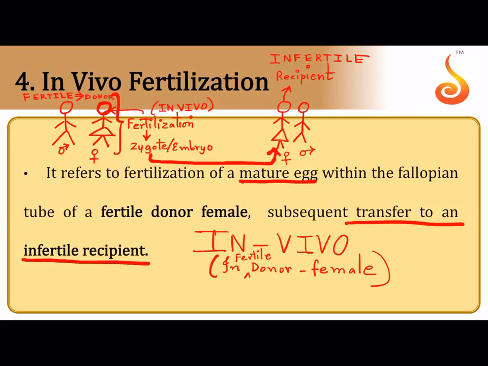But she doesn't want to be the mother. She can donate her embryo to an infertile female recipient. Isn't it? So this is referred to as in vivo fertilization. It happens in living conditions. Please remember, in vivo means in living, not in laboratory conditions, in living conditions. So this is the fourth assisted reproductive technology from fertile couple to infertile couple.